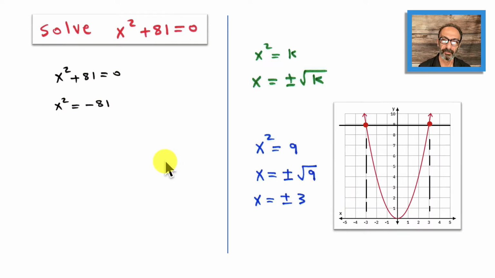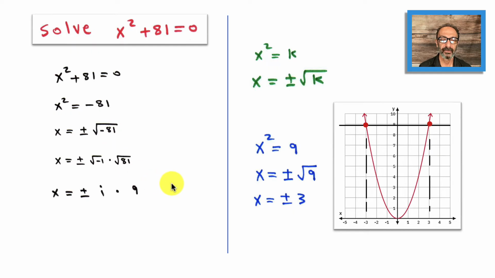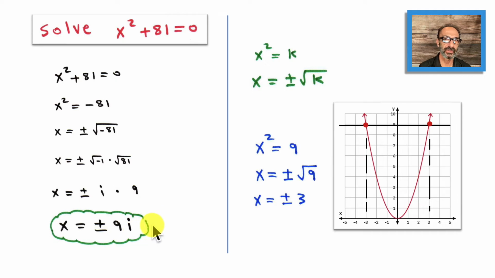Going back to the problem, that's a plus minus square root of -81. And negative will give me an i. 81 is a perfect square, it's going to give me a 9. Rearranging, we have 9i with a plus minus. So two imaginary or complex solutions.